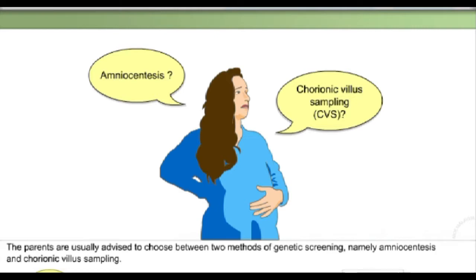If such a disease is detected, the parents are usually given counseling. The parents are usually advised to choose between two methods of genetic screening, either amniocentesis or chorionic villus sampling. For amniocentesis, we take a sample from the amniotic fluid, while for chorionic villus sampling, we take a fragment of the chorionic villus.